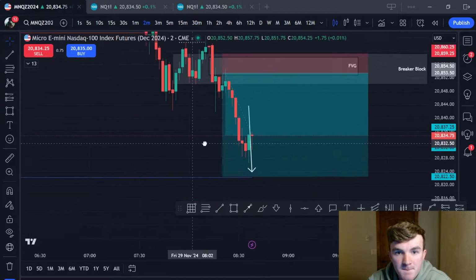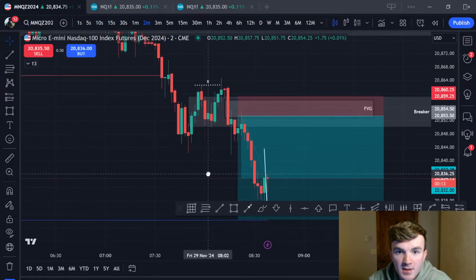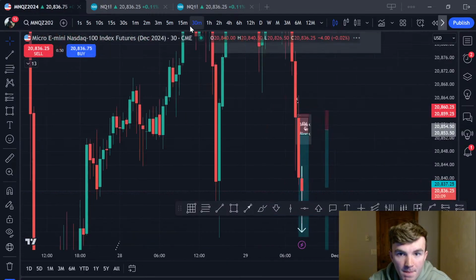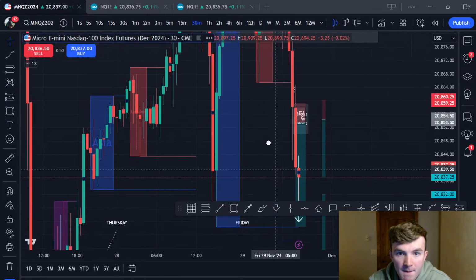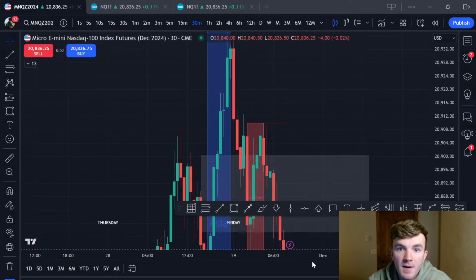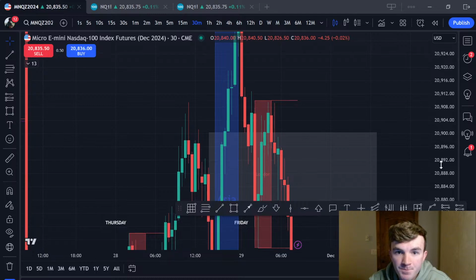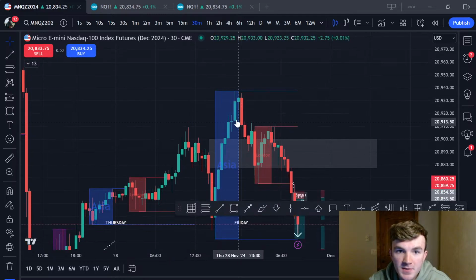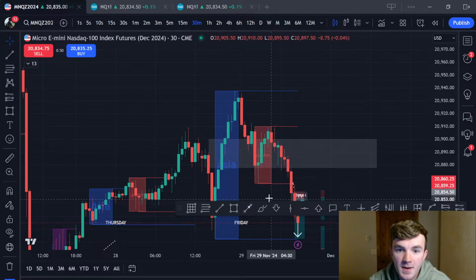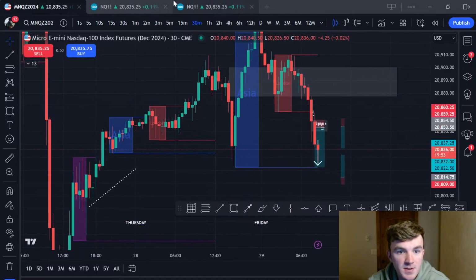So, IRL to ERL. I think we're just about to go to that here. You see how we inverse this fair value gap? This 30-minute. Oh, that's a beautiful inverse fair value gap right there. Right down to Asia's lows.